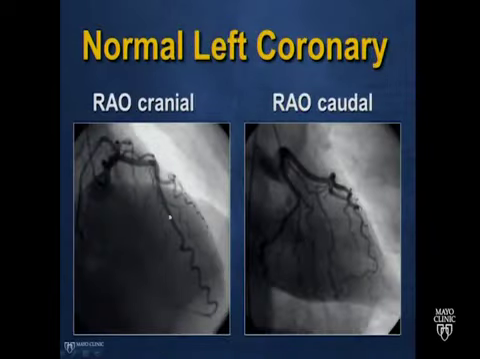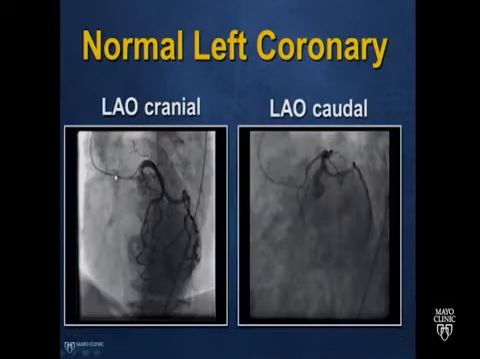Here's a view of the left using an REO projection. Remember, when you're up at the cranial side, this elongates the LAD, but the relationships still remain the same. This is the anterior wall. Here in the caudal view, the camera's coming down towards the patient's feet, and this is the circumflex here supplying the lateral wall in this area.